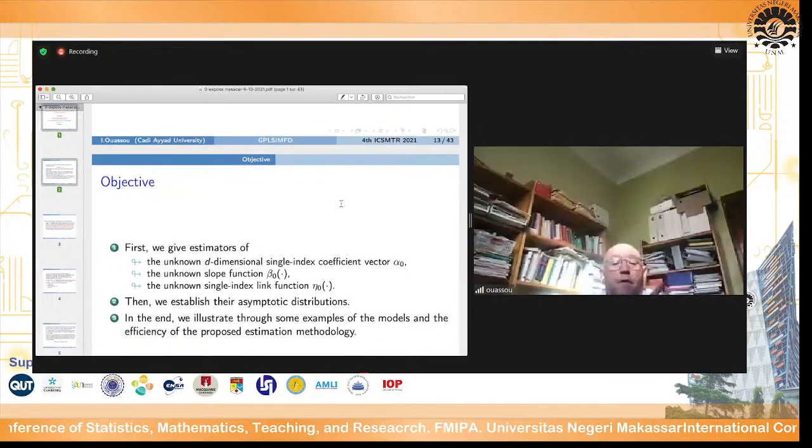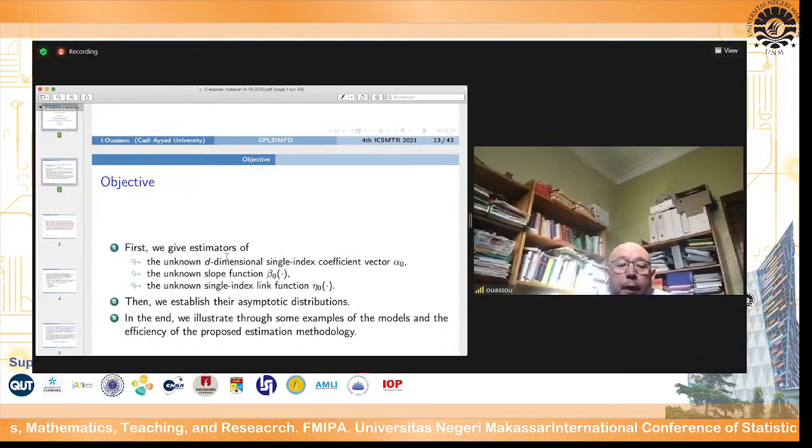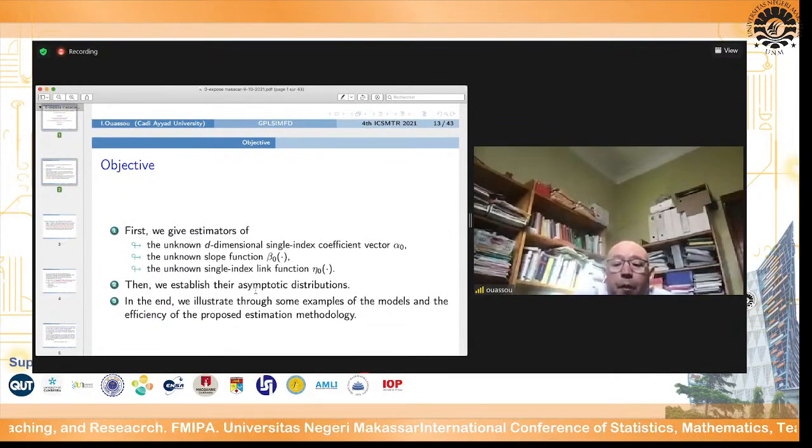Now, the objective of this paper is first to give estimators of the parameters alpha and of the two functions beta and eta. Then we establish their asymptotic distribution. In the end, we illustrate through some examples the model and the efficiency of the proposed estimation methodology.